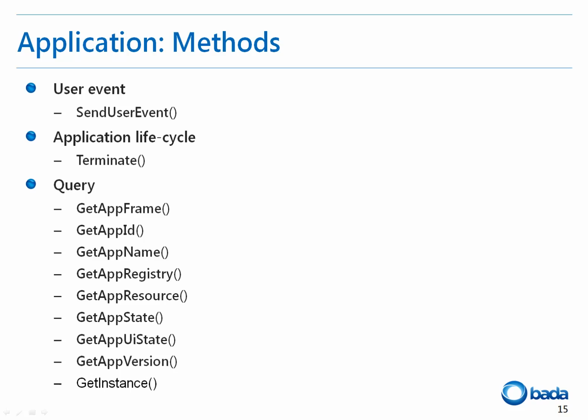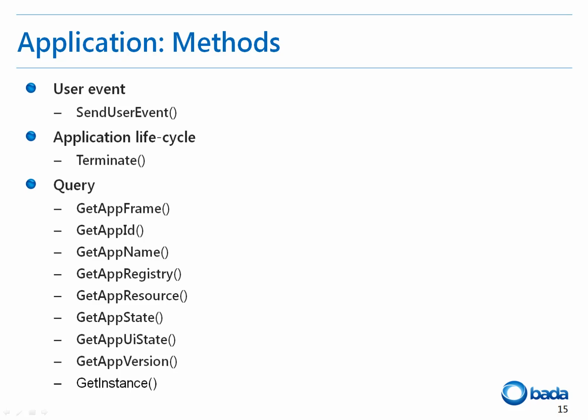As discussed, the application class has APIs to send user events, to control the application lifecycle, and to query different application information. Let's dig into these APIs. To send a user event to the application itself, we can use the SendUserEvent method. The parameters, the request ID and argument format for the user event can be defined as per the requirement. The point to be noted here is that we cannot send user events to other applications. If you want to terminate the application at some point, you can use the Terminate method.